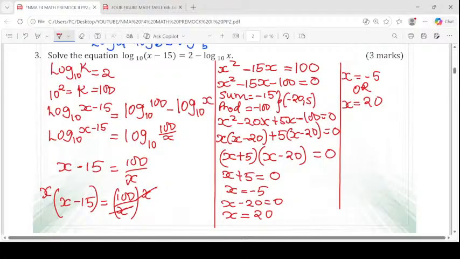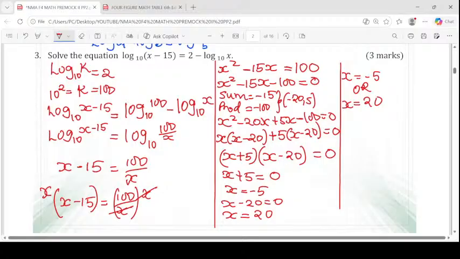We need to understand that if this is what we are having, we have to check the solutions against this domain. So when x is negative 5, for example, I'm going to have negative 5 minus 15, that becomes negative 20. Log to base 10 of negative 20, you can see now that one becomes impossible. X cannot be negative in this case.